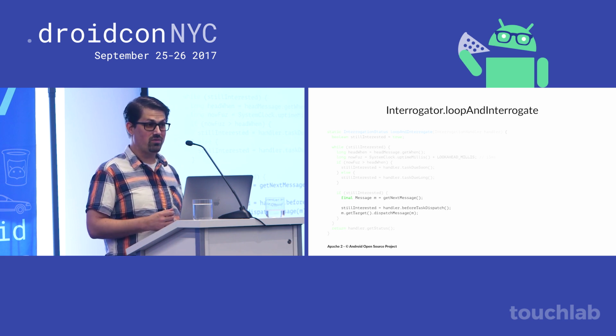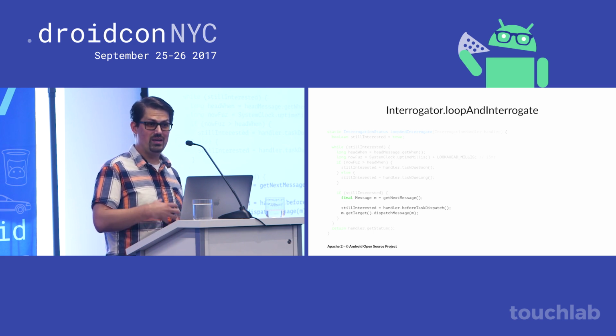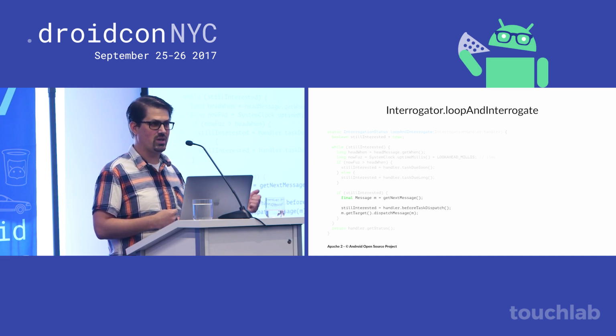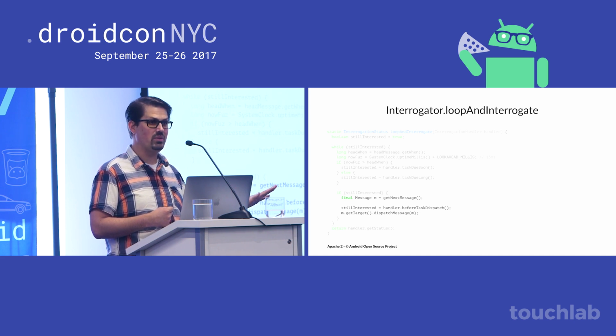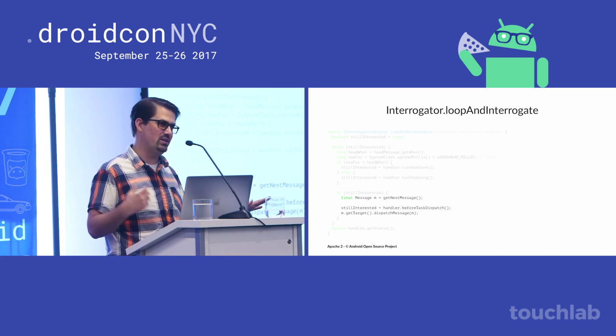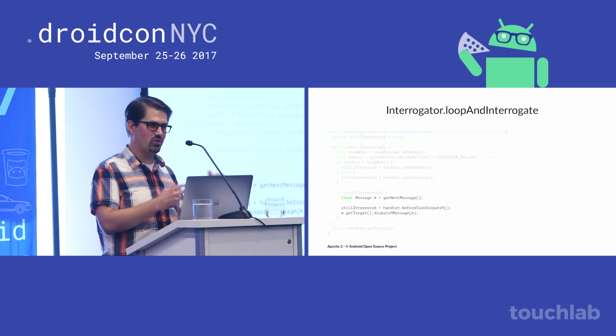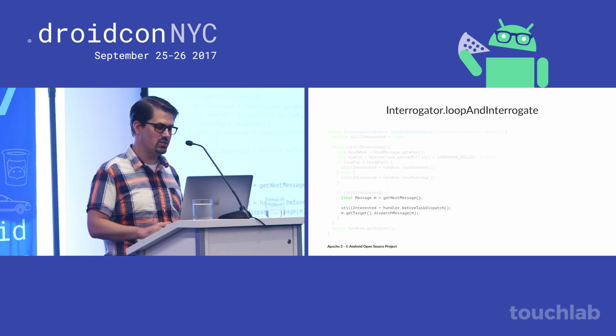But this is using reflection to go and get messages that are behind it, waiting to be processed on the main thread, grab those messages, and then it calls dispatch message, which is basically execute the message. So it's on the main thread, stopping the main thread, but then it's reaching behind it and grabbing reflectively every message one at a time and saying, I'm going to process this message, I'm going to process this message. And this is all wrapped in a big while loop that says, am I still interested, am I still interested?